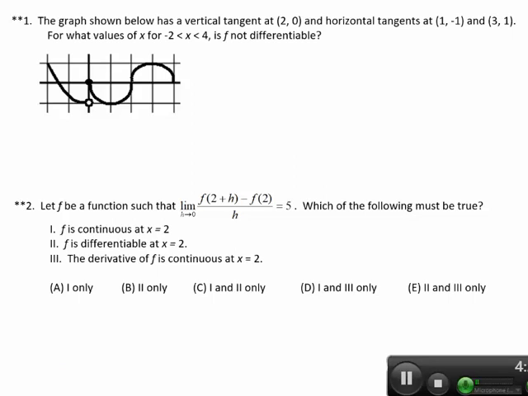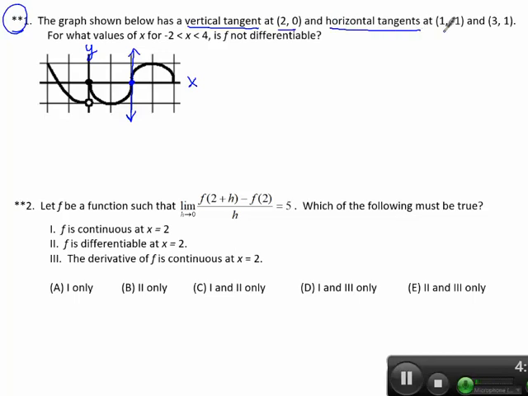Let's take a look at some examples. So from an AP exam, we'll read the following. The graph shown below has a vertical tangent at (2, 0). So here is our y-axis, let's label. Here is our x-axis, let's label. And at (2, 0), they're telling us this is a vertical tangent. So we don't have to guess what it looks like. We know that the slope there will be undefined.